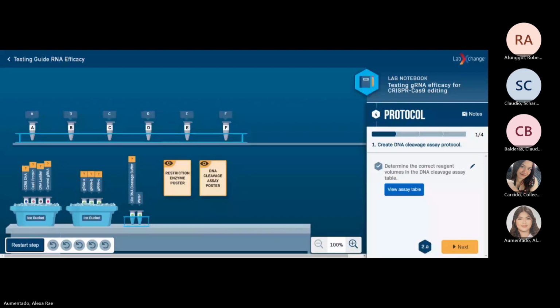Number 1, create DNA cleavage assay protocol. Determine the correct reagent volumes in the DNA cleavage assay table. Let's view the assay table.